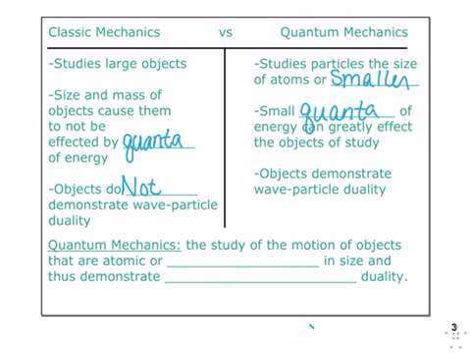So the vocab word here is quantum mechanics. This is the study of the motion of objects that are atomic or subatomic. Subatomic meaning smaller than the atom in size, and thus demonstrate wave-particle duality.